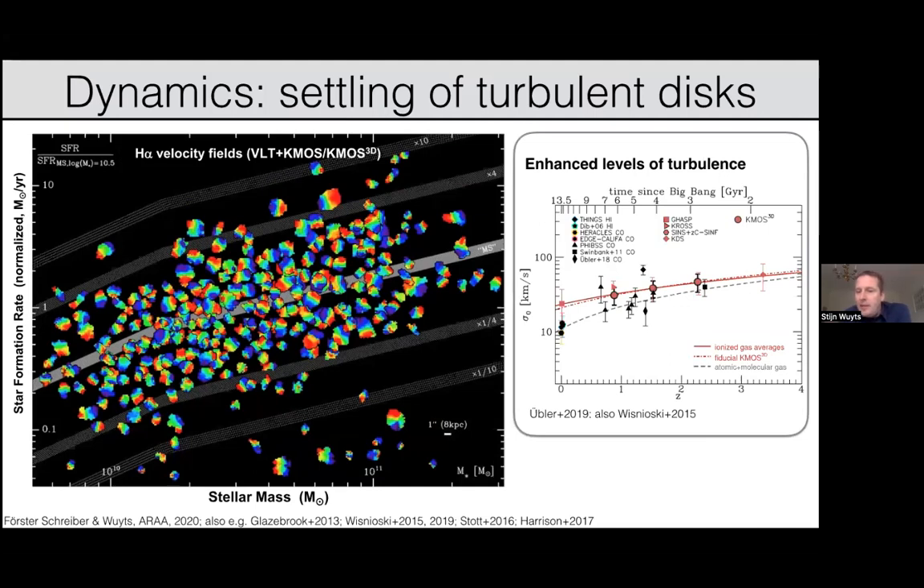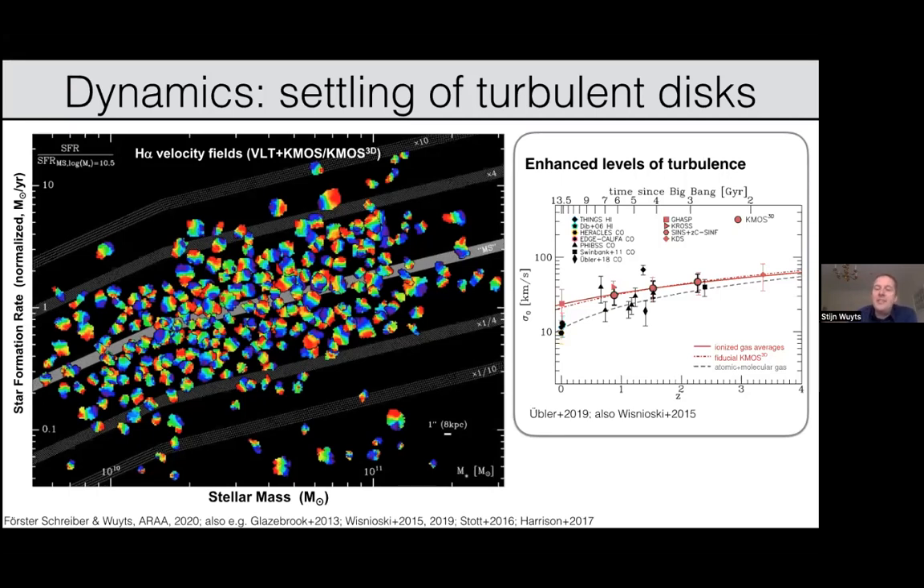In this study by Hannah Übler, you see that local random motions are found to be more prominent, higher in amplitude among redshift 2 star forming disks than in the nearby universe. And mimicking that same trend, but still with smaller sample sizes, you see equally, with a small offset, an increase in local random motions measured in colder gas phases.